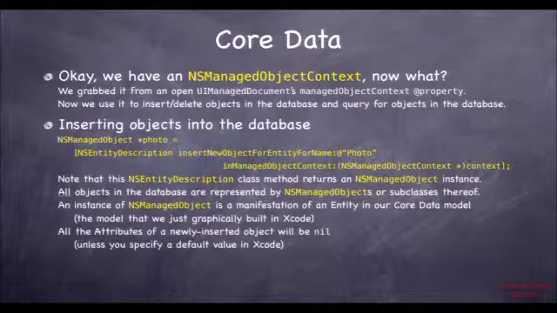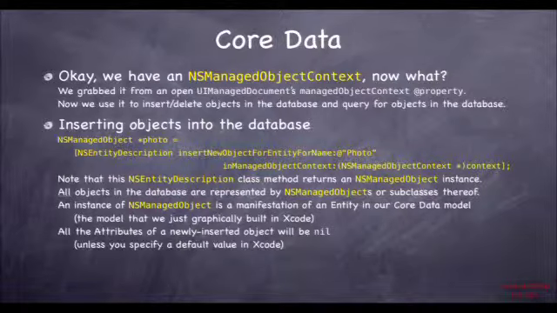You give it the name of the entity. That's the thing that we typed in the Xcode visual mapper, like Photo or Photographer. And you give it a context, and it will insert a new object, empty. All the attributes will basically be nil unless they have some default value specified in Xcode. But you'll have an object, okay? So that's a good starting point.